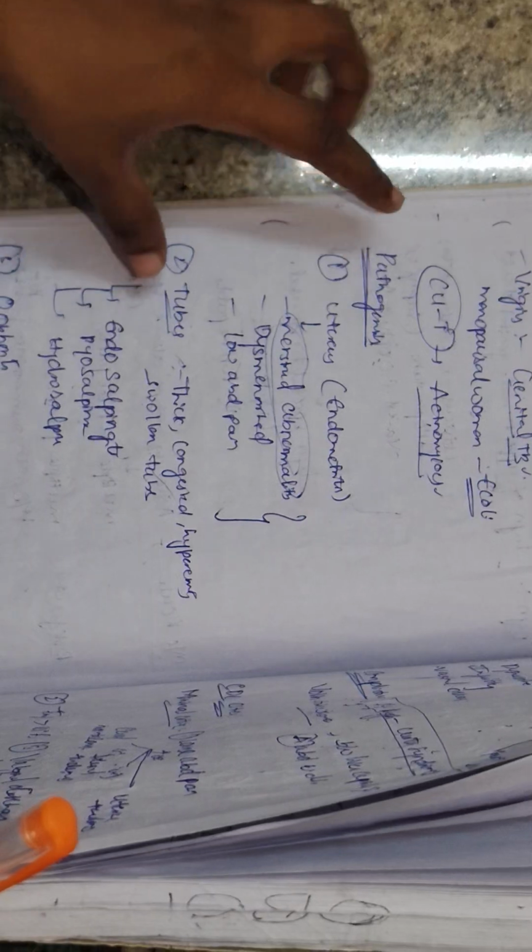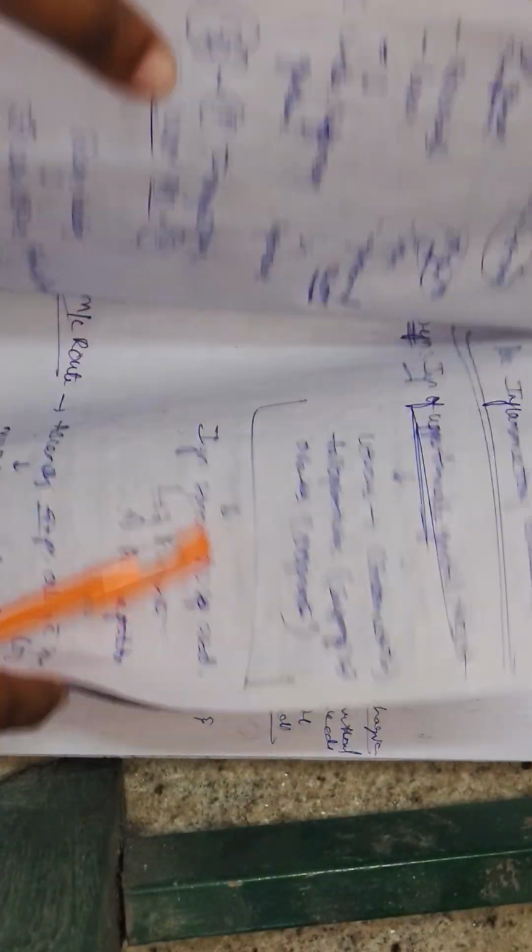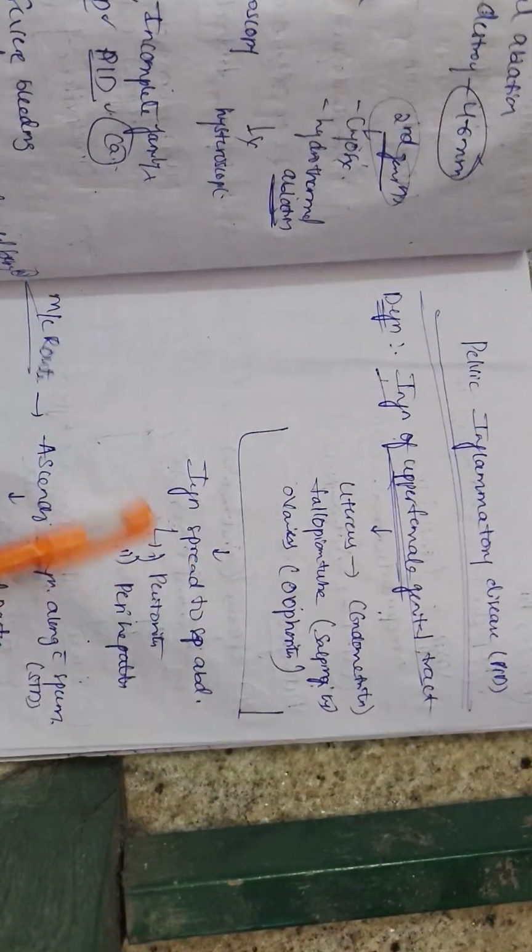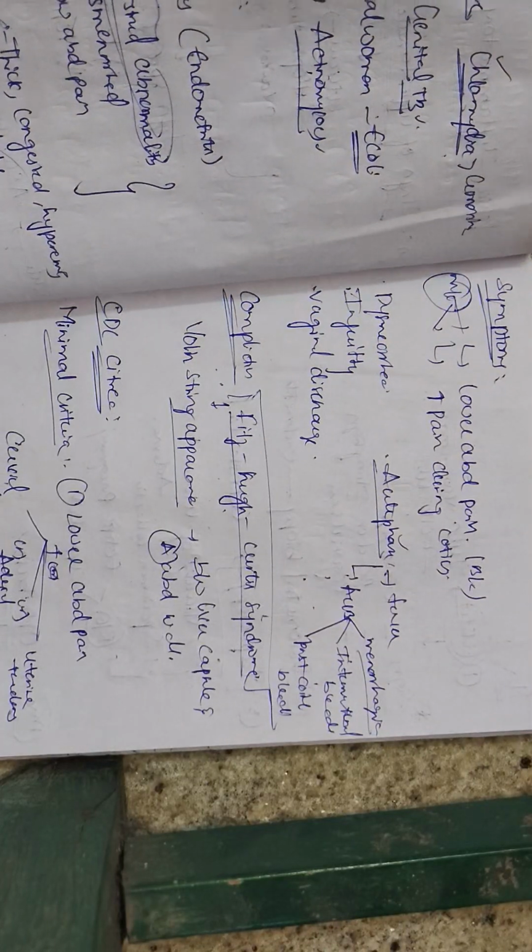So what are the pathogens? First I discussed the definition. Next, you should write the organisms. What are the organisms that cause it?